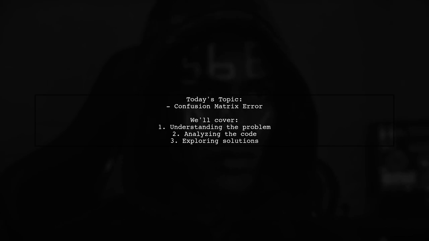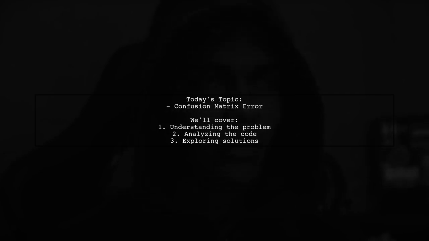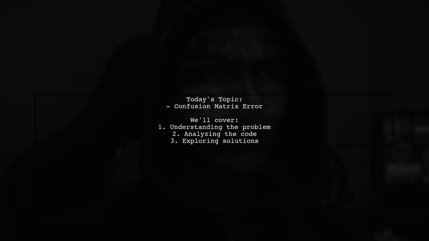Today, we're tackling a perplexing issue that many developers encounter when working with confusion matrices. Our viewer asks, why does modifying the code for a confusion matrix lead to an error when the array dimensions are of size 3?